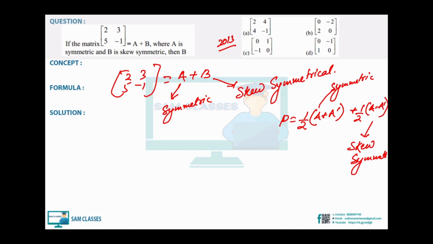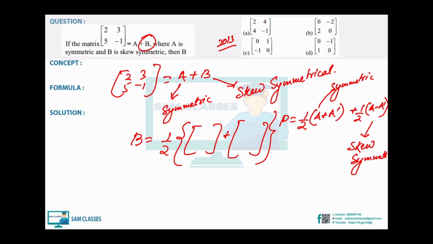Now understand how you solve it. Do I have to solve everything? No. What you have to do is find B. So B is what? The skew symmetric part. So B can be directly written as half of this whole matrix minus the transpose of that. So 2, 3, 5 and minus 1, and the transpose of this, A transpose. Since we are doing it for skew symmetric, the minus will be there, students. So 2, 3, 5 and minus 1.